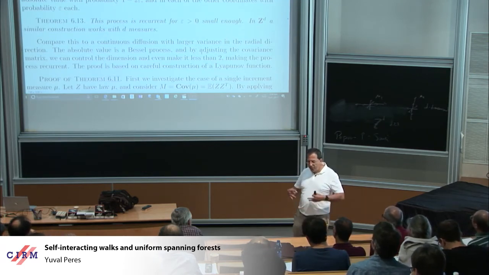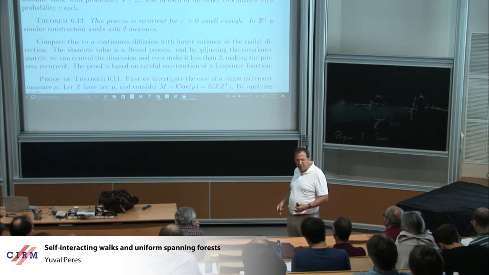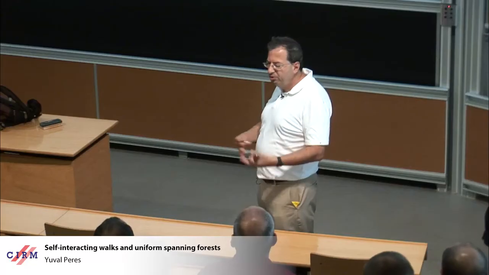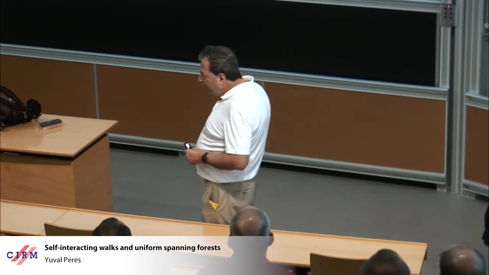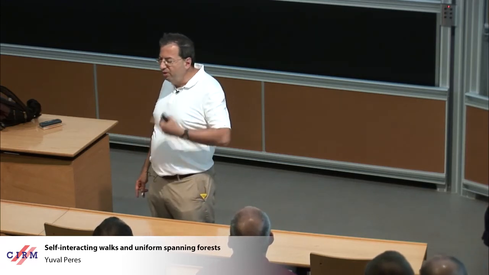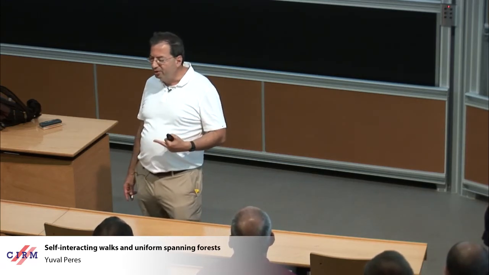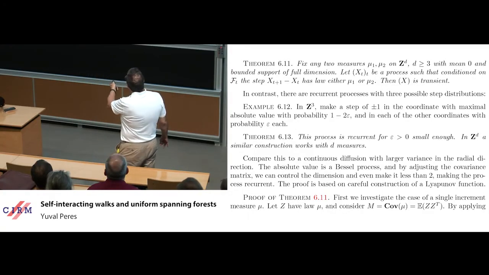Again, when the measures are fully d-dimensional, mean zero, bounded range, it's always transient, no matter what adapted rule you choose to use them. But this is false if you have three measures. So with three measures in 3 dimensions, you can make it recurrent. And the example is mentioned here.